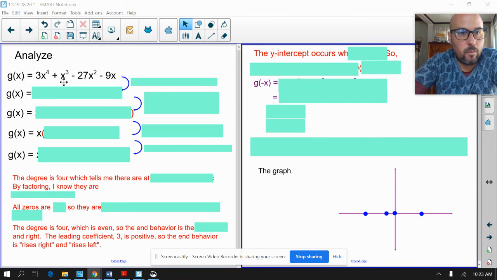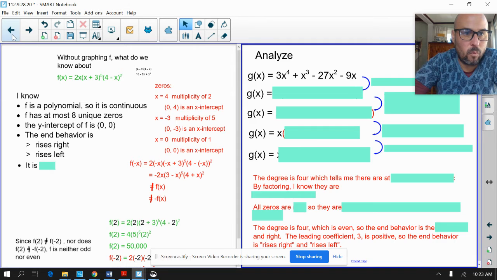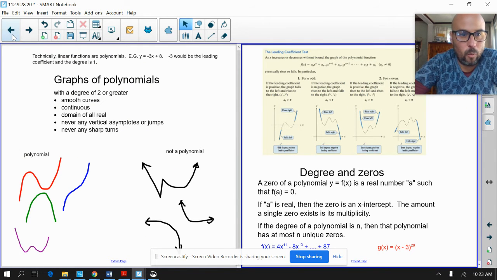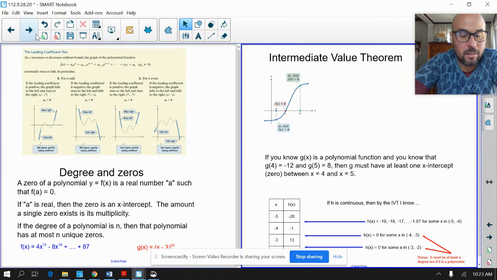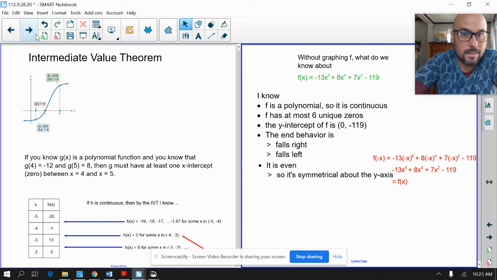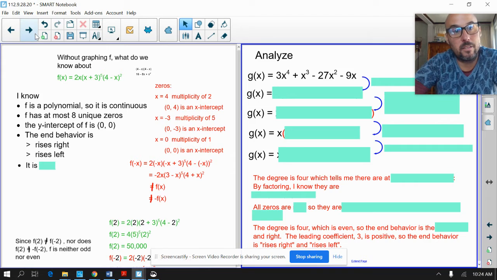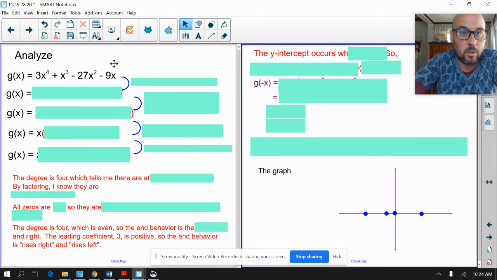Okay, what have we talked about with polynomials so far? Well, they have a smooth curve. Their domains are always all real. They never have a sharp, jagged turn. The leading coefficient and the degree tell you how it ends, going from left to right. If the leading coefficient is positive, it rises to the right. And if the degree is even, then both sides will behave the same way. And if the degree is odd, then there will be a change. It'll rise one way and fall the other way.